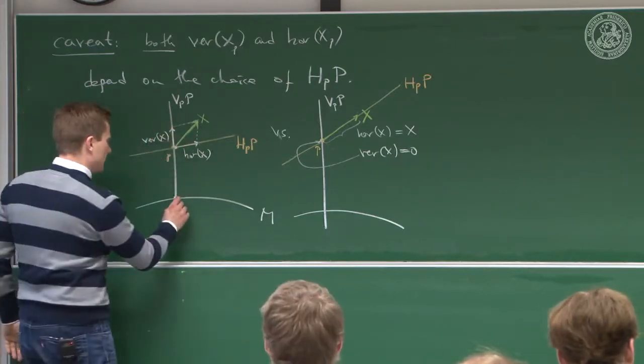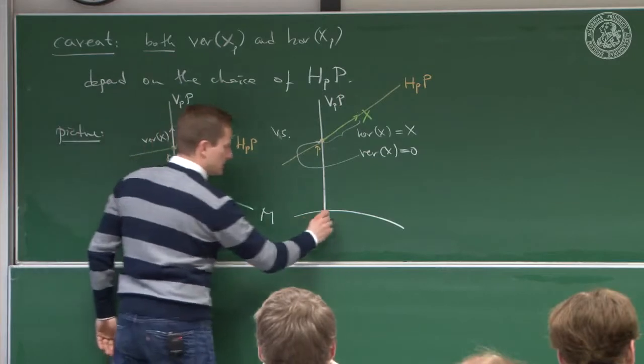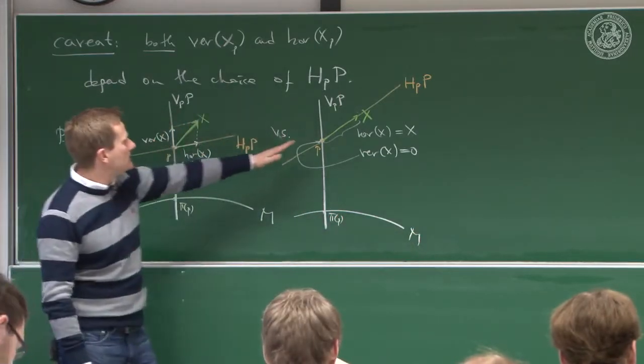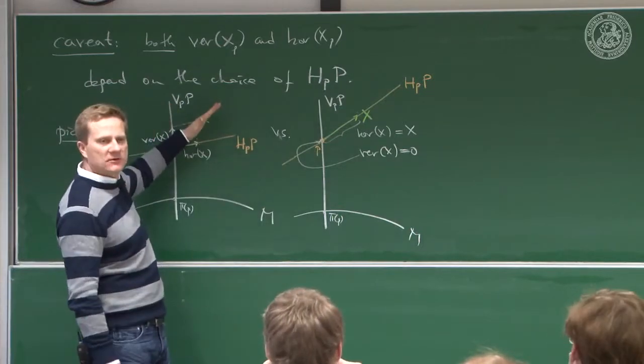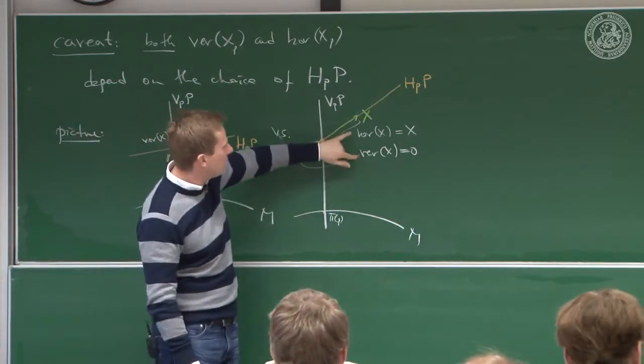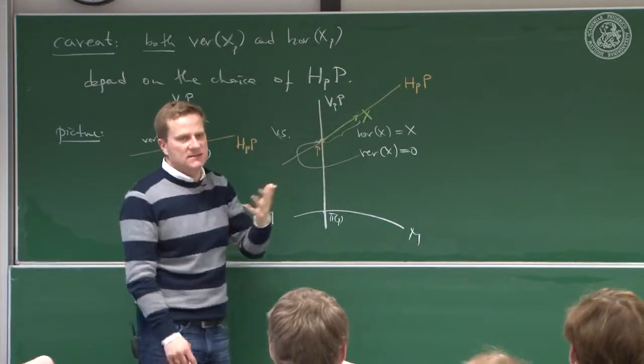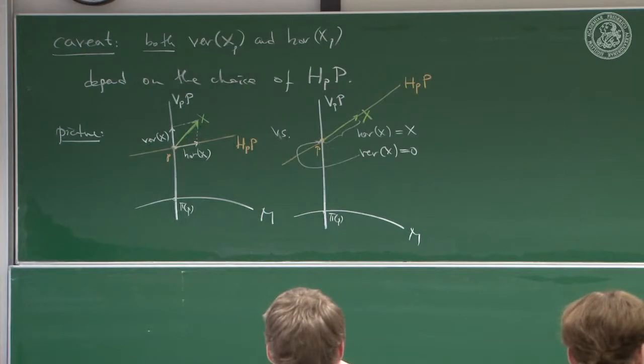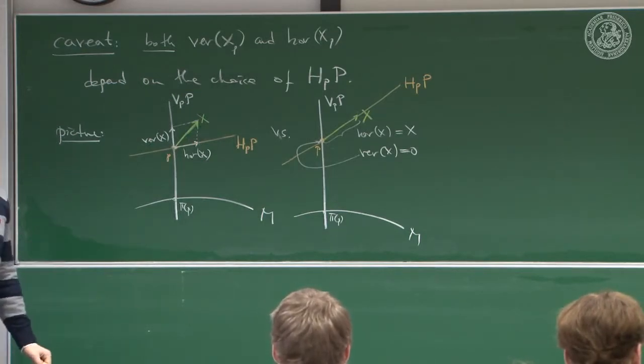It's the same fiber at the same point. So this is pi of p, this is pi of p on the base manifold. The same point, the same vector, but a different choice of horizontal space changes both ver of x and hor of x. That's the only point I wanted to make, and it's important to realize. Further questions to here? Okay.